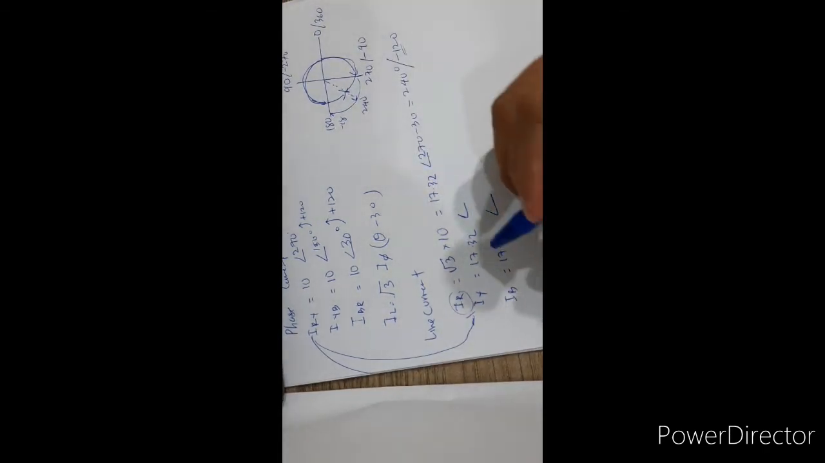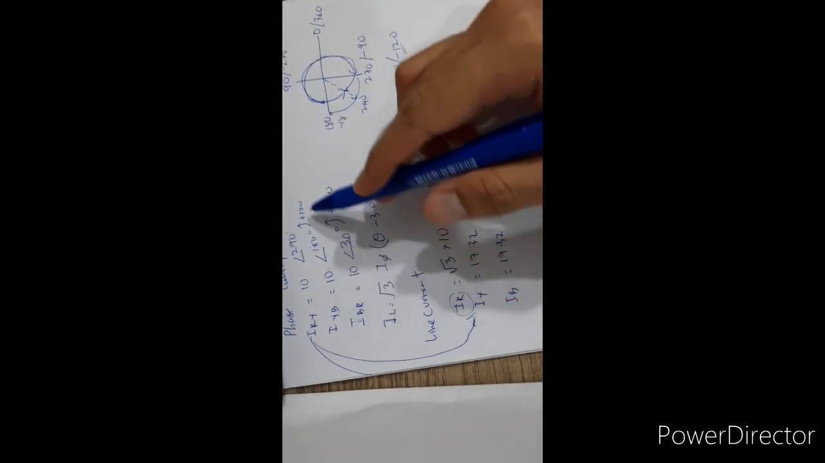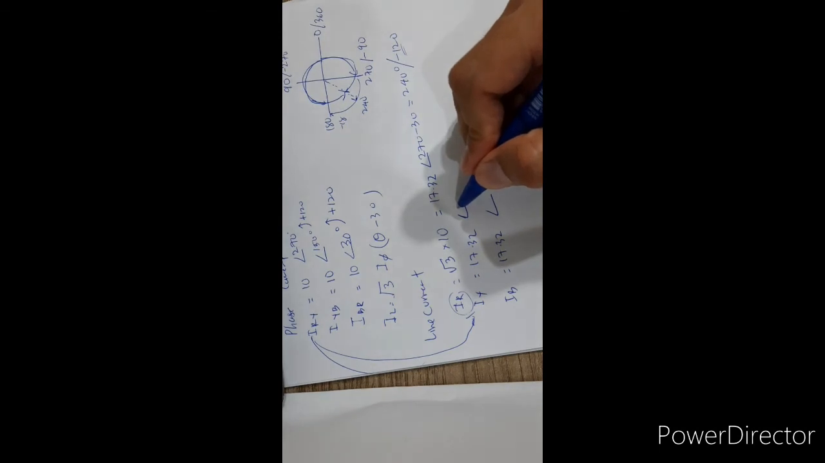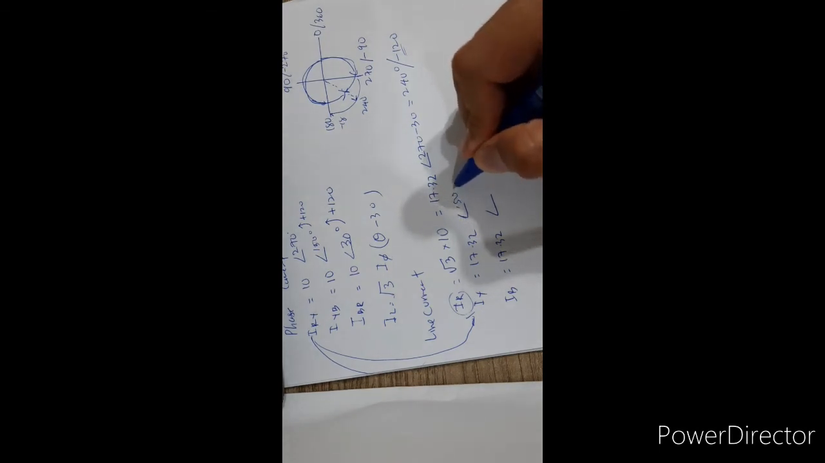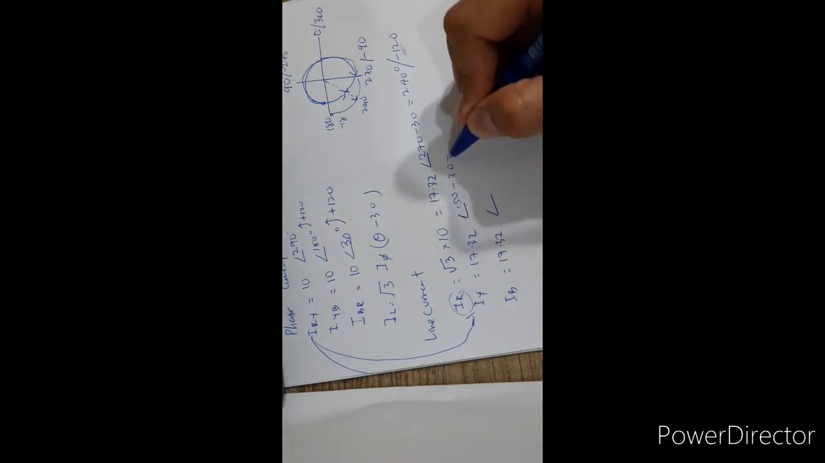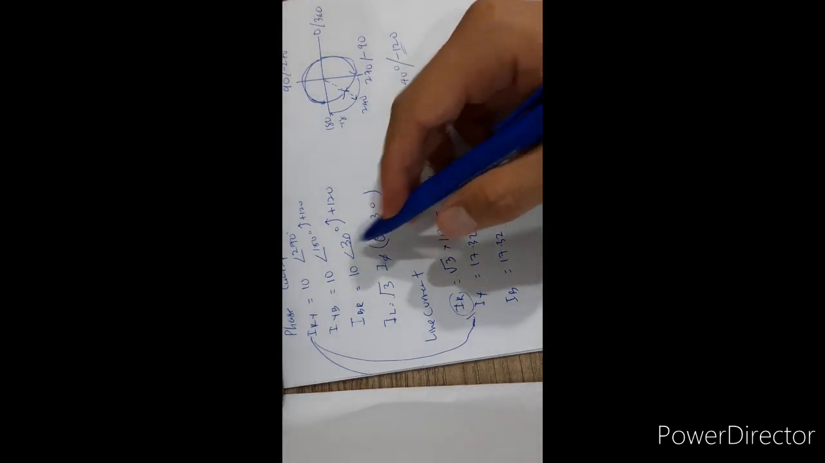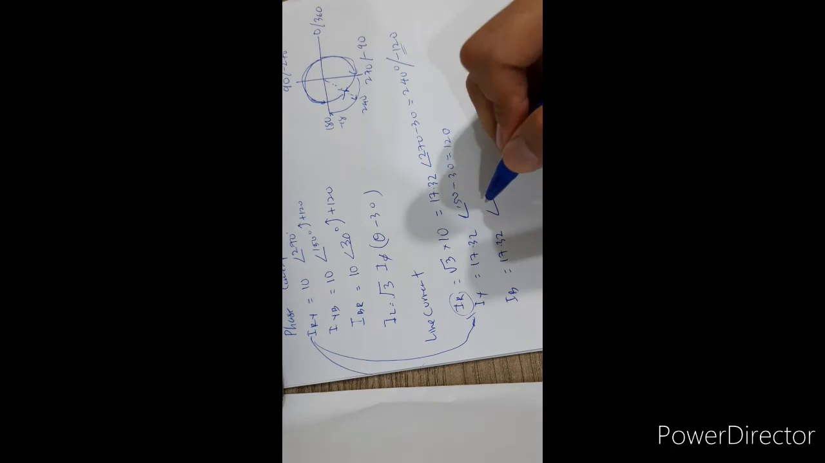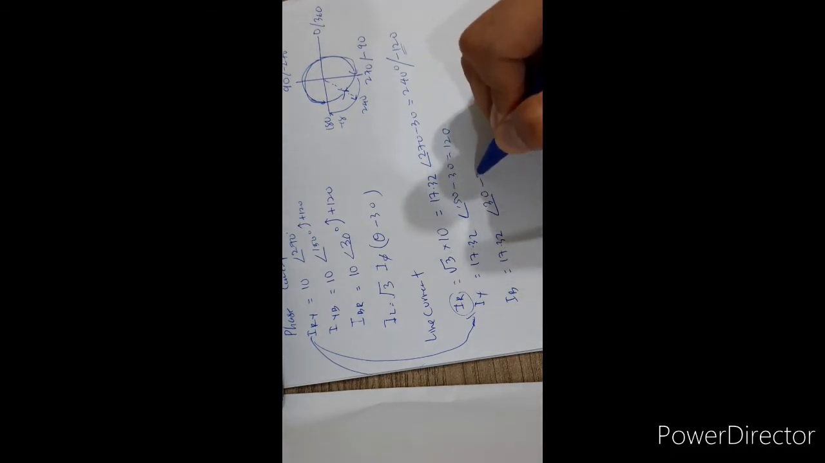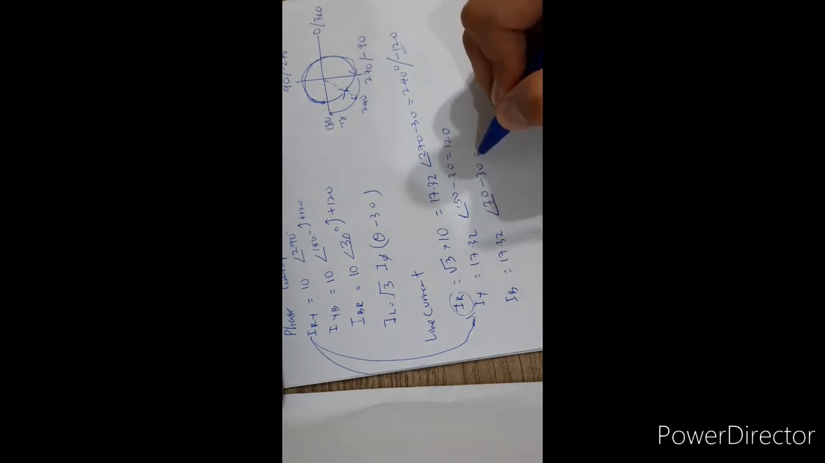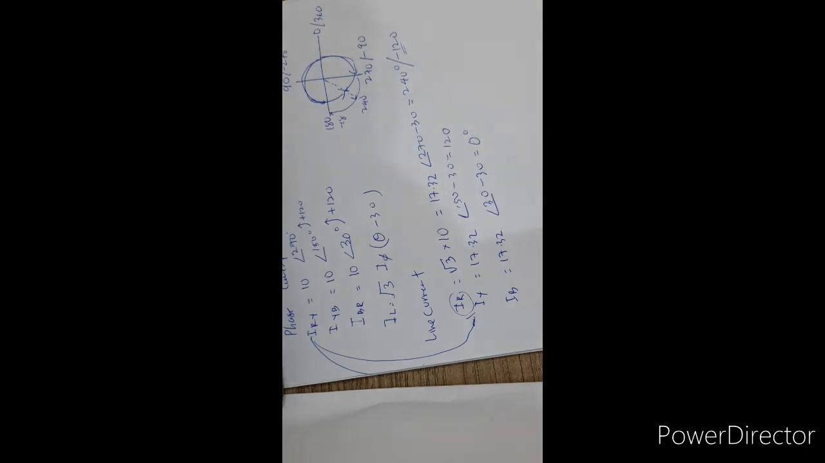So next IY. The angle is 150, 150 minus 30, so the answer is 120. And then for IBR, the angle is 30 degree minus 30, so the angle is 0 degree. Right, thank you.